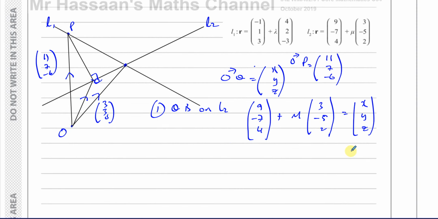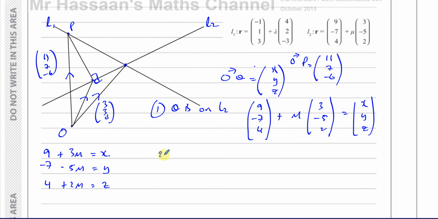Okay, and from that we can derive three equations. We can say 9 plus 3 mu is equal to x, and -7 minus 5 mu is equal to y, and 4 plus 2 mu is equal to z. So there are three equations we can form from this information.